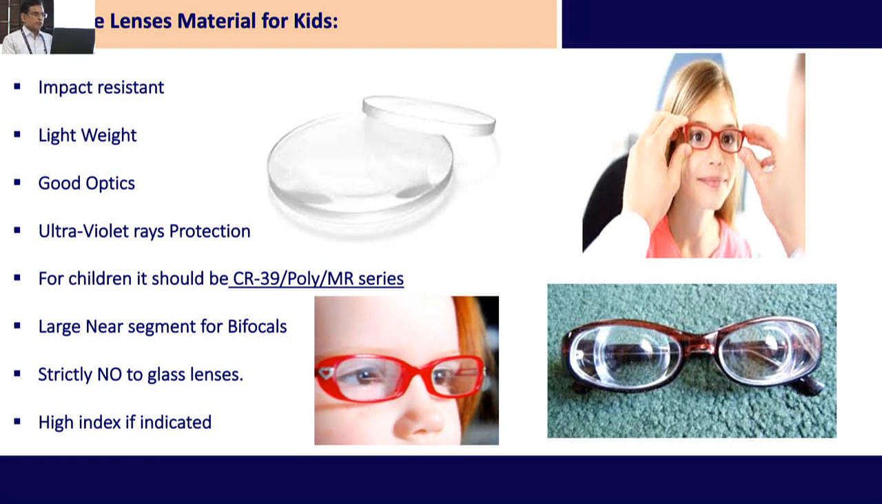Coming to the lenses, they have to be impact resistant, lightweight, and nowadays most have very good optics. It is good to give UV protection as well. The different materials now available are CR39, Poly, and MR series. In case you have to give bifocals, especially for children with accommodative squint, make sure it is not like an adult bifocal segment; the near segment should be a large segment in the case of pediatric patients. Where necessary, you should use high index lenses to make sure they are light, aesthetically appealing, and comfortable to the child.